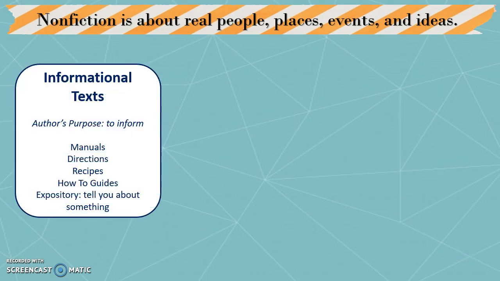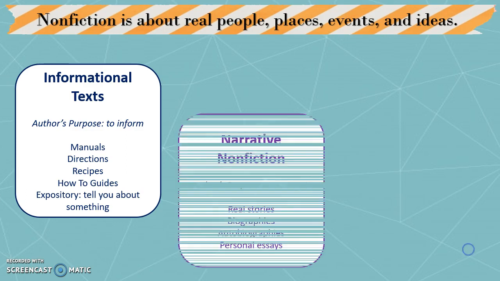Informational texts are written by authors who have the purpose to inform. Manuals, directions, recipes, how-to guides, it's very expository. It's going to tell you about something, explain something to you. It might even be descriptive.